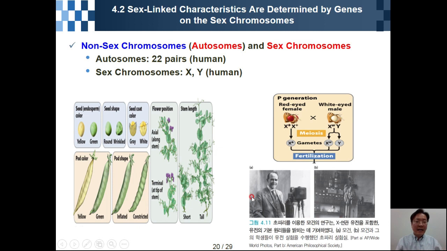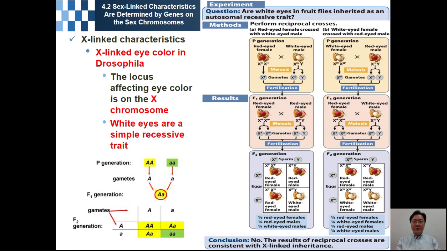In the early 1900s, Morgan found that the gene which encodes the color of the fruit flies' eyes is located in the sex chromosome, especially the X chromosome. So we call this sex-linked characteristics. In this slide we will learn the X-linked characteristics.